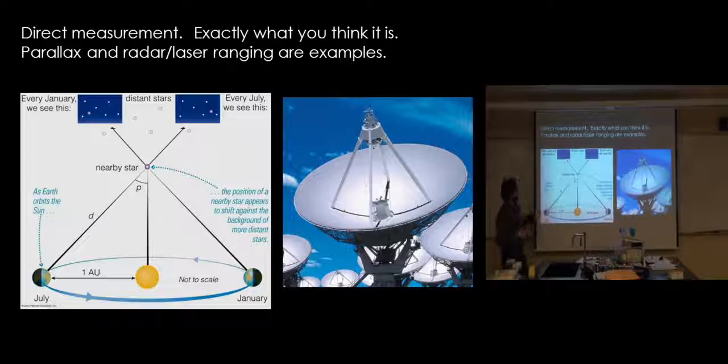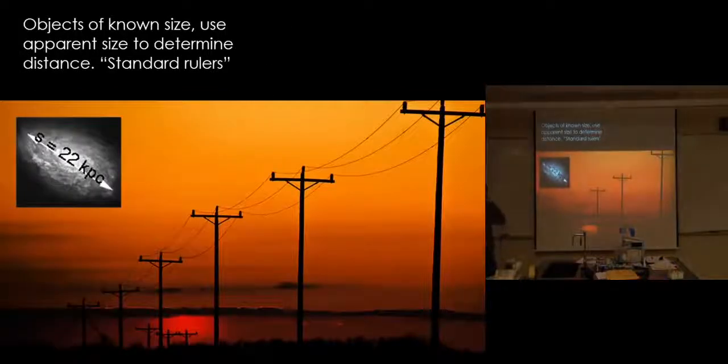There's parallax. We go back and forth over the course of 2 AU from over 6 months. We see stars wobble back and forth compared to the background stars, we can find them. That goes out to about 300 light years very, very efficiently. Beyond that, if you work really hard.